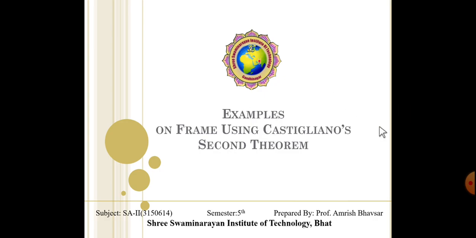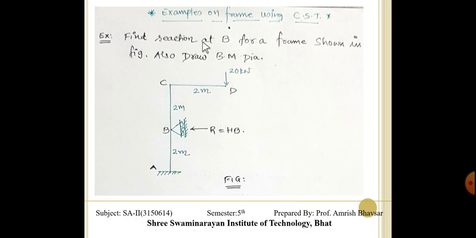First one is: find the reaction at B for the frame shown in the figure and draw the bending moment diagram for that. This is our frame. Point load 20 kN acting at D, roller support at B and fixed support at C. Joint C is always a rigid joint. So, whenever we are finding the SI of this frame, there are 3 reactions over here and 1 reaction over here. So, 4 minus 3 conditions, that is 1.